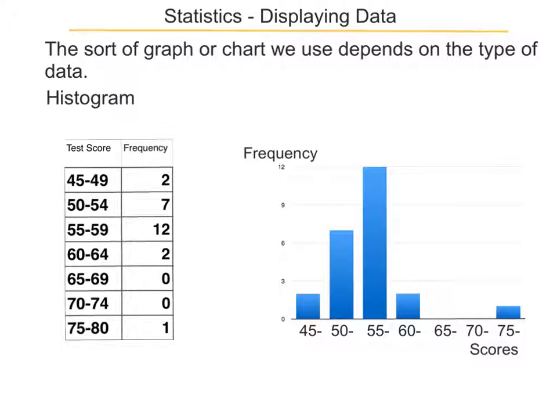When we have group data, a histogram is a good graph to use. A histogram is basically a column graph, and you can see from this one here that I've got numbers between 45 and 49, and there was 2 of those counted. So down here I've written 45 with a little minus sign indicating that it goes up to 50. This column is 50 to 55, this column is 55 to 60, etc. And it's just a graph where the height is the frequency.